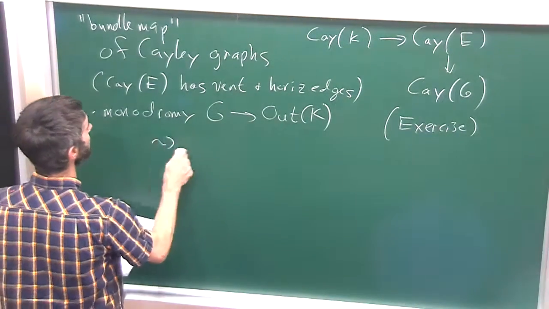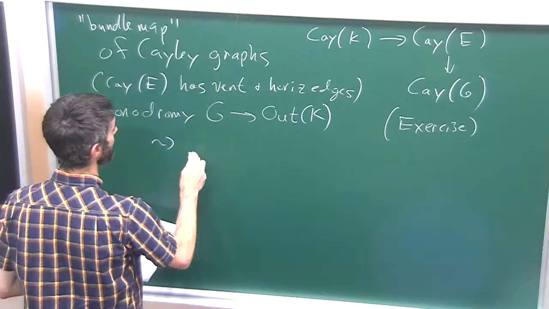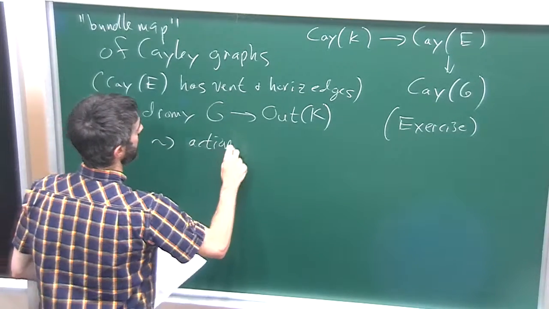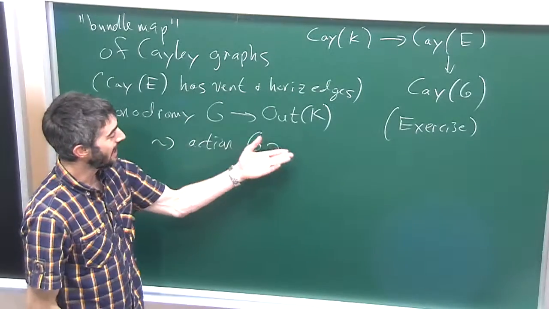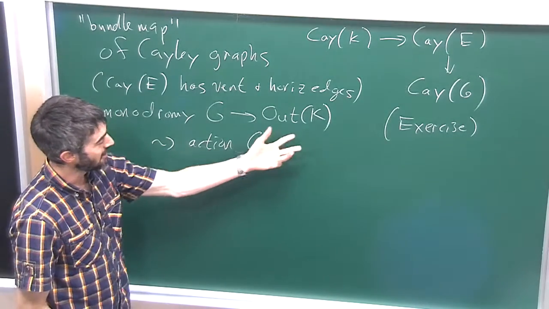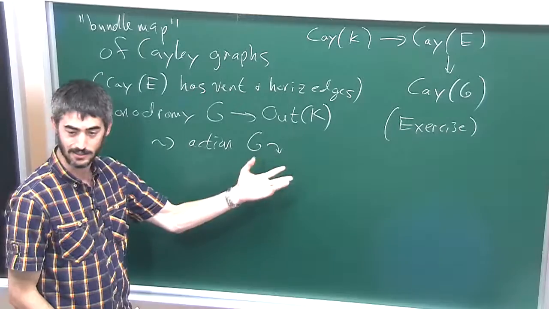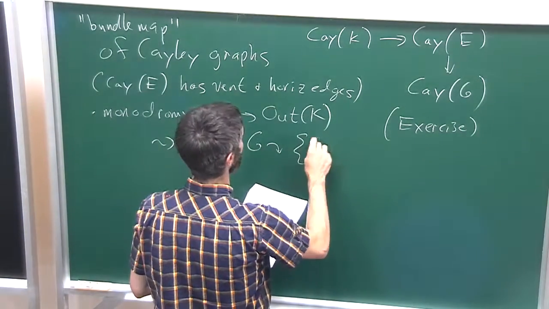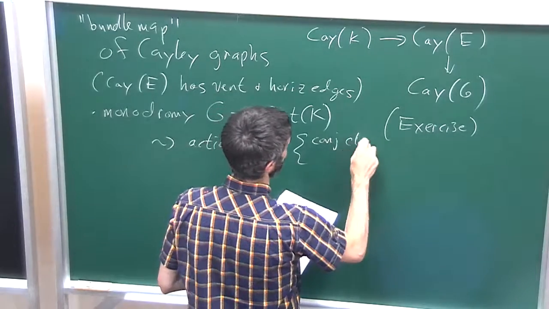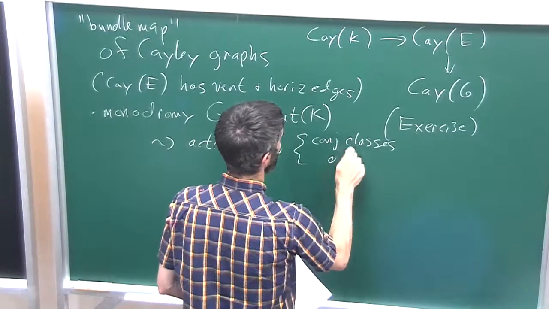So this yields an action, if you will. That's just how I want to think about it. An action of G on, so again, automorphisms of K act on elements of K, but here I have outer automorphisms, so they act on conjugacy classes. We've used that before. So this gives me an action of G on the set of conjugacy classes of K.